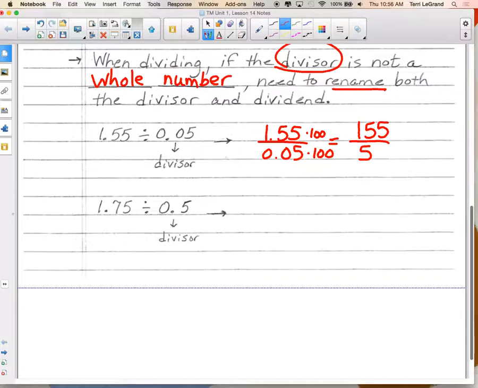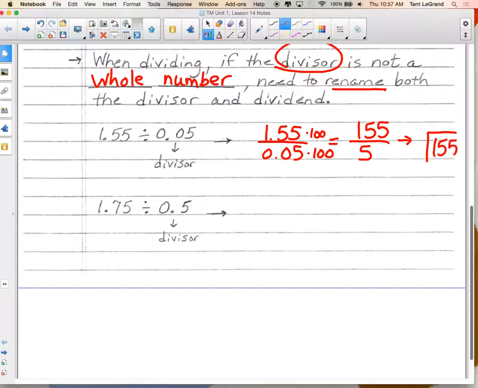For too long we've just been getting to move the decimal point, and we don't really understand what's happening when we do. We're actually multiplying by 100 to move the decimal point 2 places to the right. Whatever we do downstairs, do the exact same thing upstairs. This would become our new division problem.